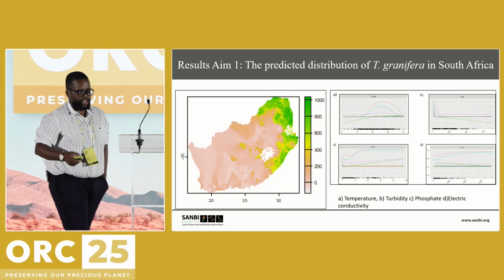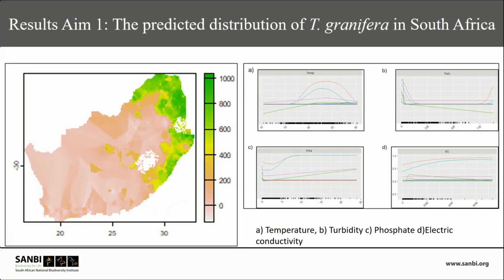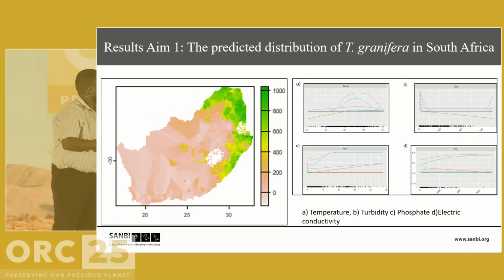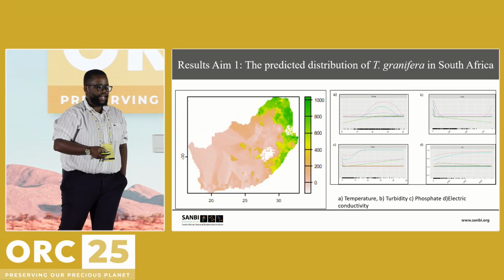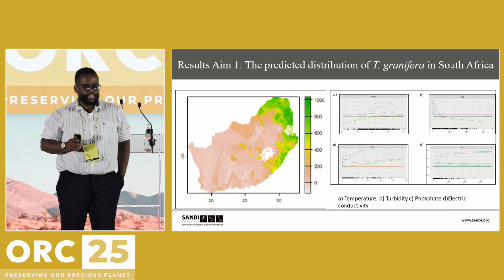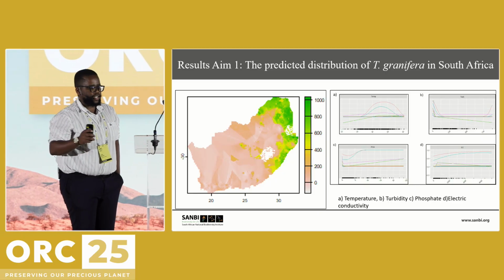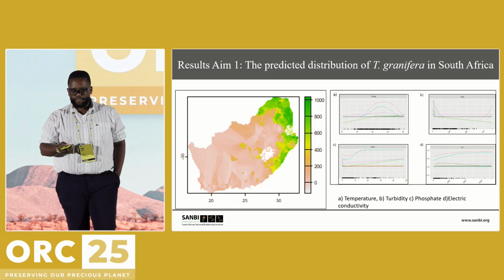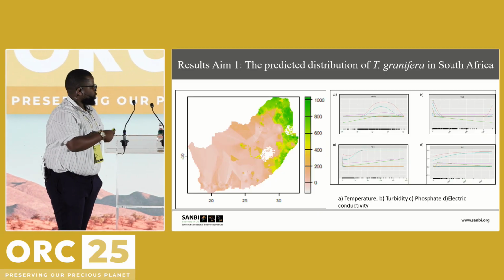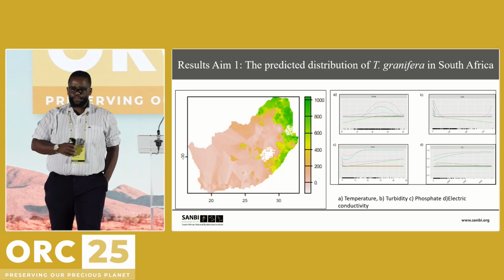The map that you see is a predicted suitability map. It shows a northward inland expansion and a southward coastal expansion. These are influenced by temperature that ranges from 16 degrees to 30 degrees with an optimal temperature of 25 degrees. And then turbidity also has an influence.